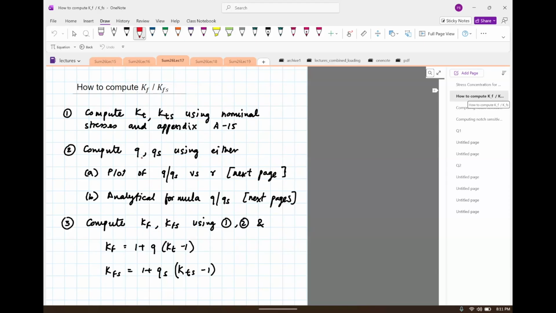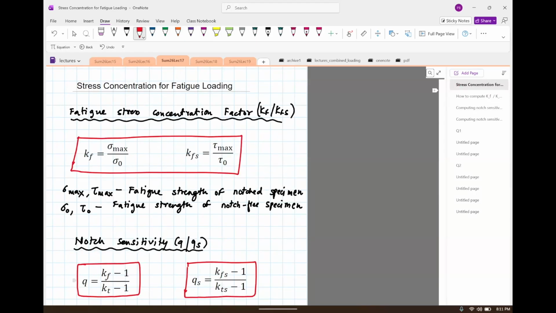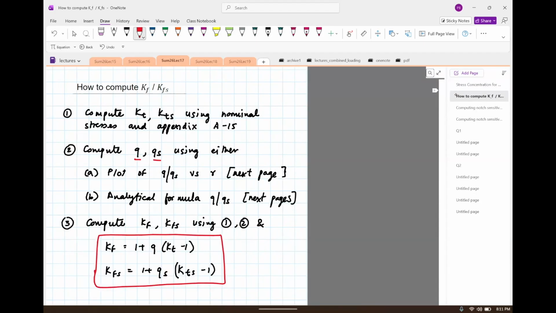The second step is to compute these factors Q, Qs. Now these factors, remember, are connecting Kt with Kf. And there are two ways of doing that, and I will show you those two ways. There's a plot and there's an analytical formula. And then once you get Q, if you want to find Kf, it's just these two formulas. This is just taking the earlier formula here and solving it for Kf as a function of Q and Kt. It is right here.